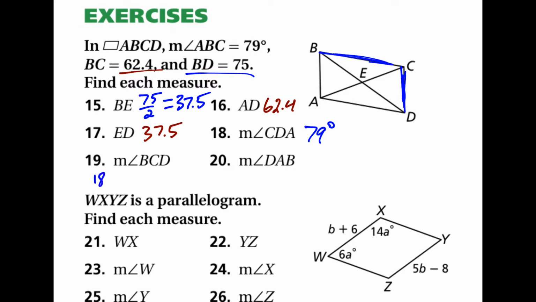So we take 180 minus 79, and we get 101. And the same thing is true for the next one, 101 degrees. It is opposite BCD, or it's supplementary with the other angle next to it that's 79.